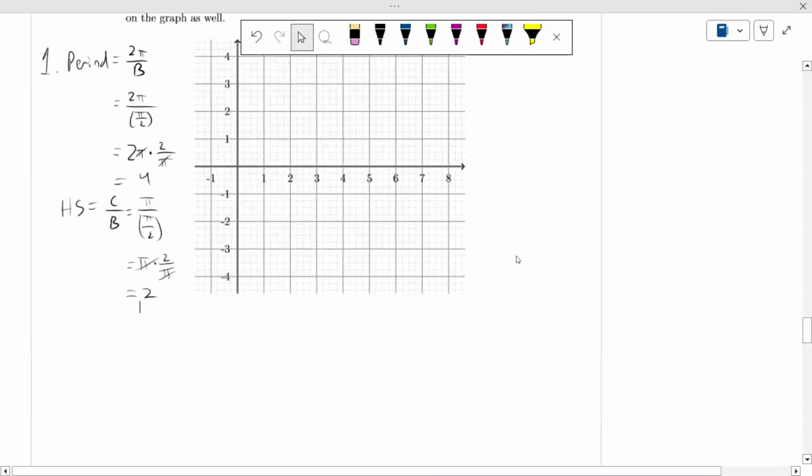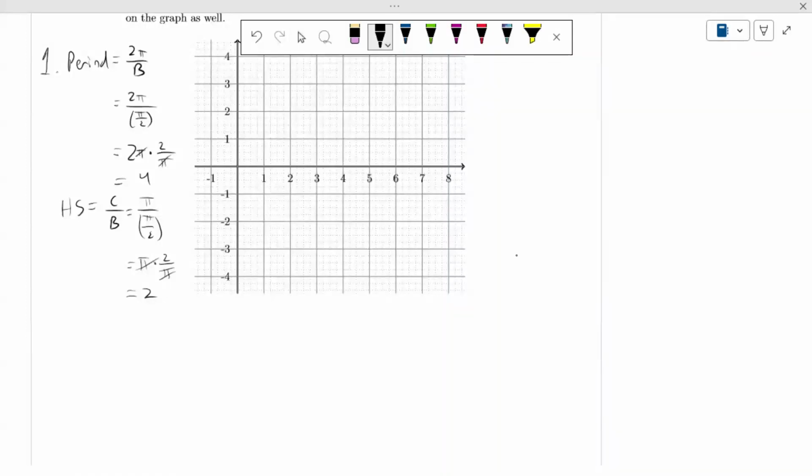That's step 1. You could compute the amplitude too if you wanted to, and you could compute the vertical shift, it just doesn't necessarily help us to compute that. Any questions on that? Just do the period and the horizontal shift for step 1. Those are the ones that are absolutely essential in order to find the key points. So definitely do the period and the horizontal shift.